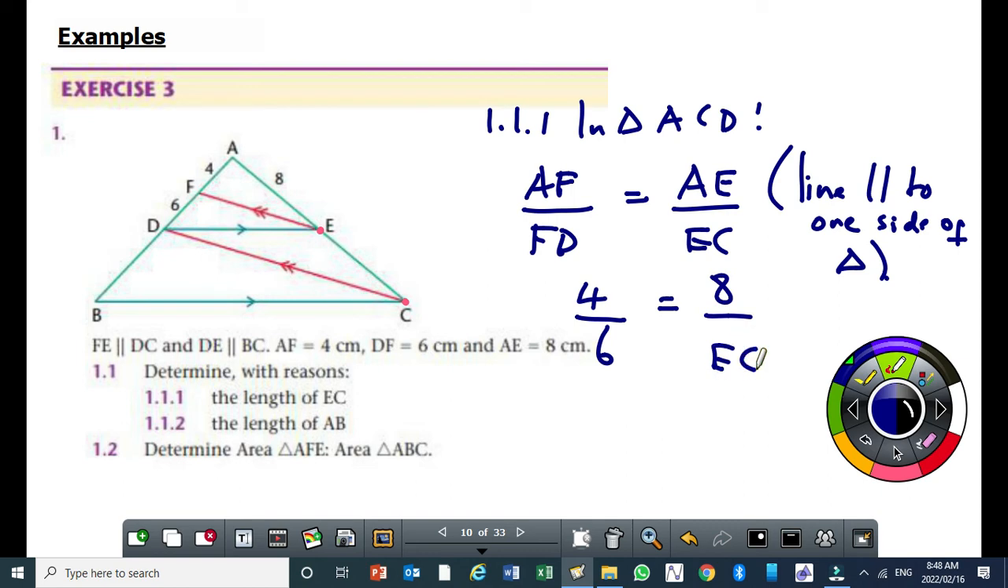Now, to carry on here, either you cross multiply and make EC the subject, or if you know your maths very well, you can swap the 4 and EC, then you take this 6 multiplied by 8, so that you get EC equal to 8 times 6 over 4. 8 times 6 is 48, you divide that by 4, you get 12. So EC is going to be 12 centimeters.